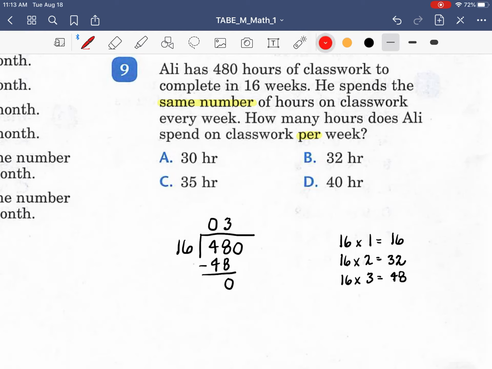But be oh so careful, because you have to bring down the 0. It's not 3 hours, it's 30 hours. So if you're doing this by hand, make sure that you are using all of the numbers under the house. All of the numbers in the dividend must be used up. So this is 30 hours per week. The answer to number 9 is A.